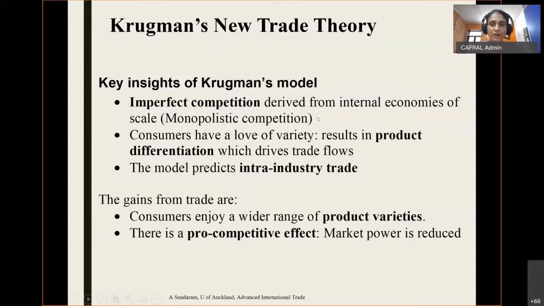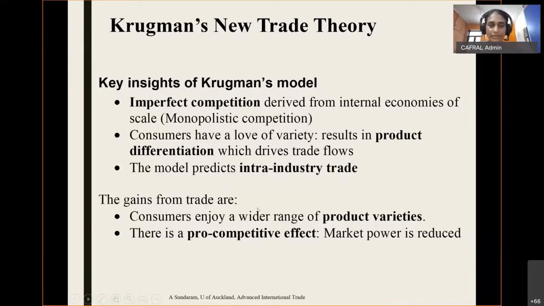First, we're going to talk about what happens when there's imperfect competition. So these models are all monopolistically competitive models. It's not perfect competition anymore. Consumers have a love of variety. So we assume that there's product differentiation within sectors, and consumers like the variety that they get. This kind of product differentiation is going to drive international trade, and this model is going to be able to predict intra-industry trade.